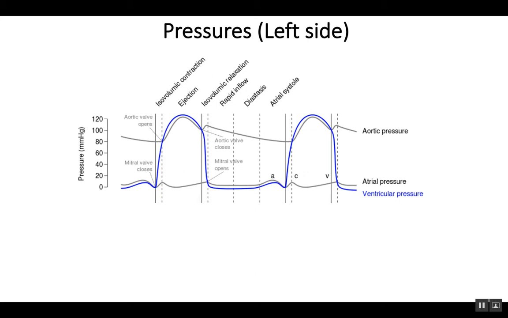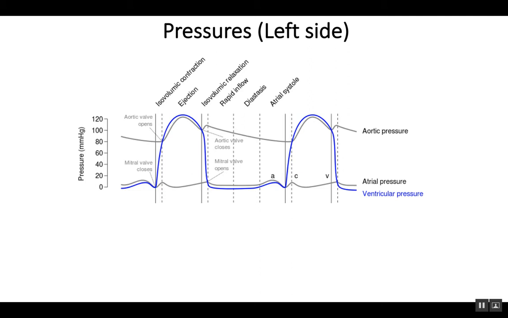This is a graph that represents three places. The ventricle is in blue. That's going to be kind of the most important pressure, is to look at that blue one and compare it relative to the pressure in the atria and the pressure in the aorta. And what I use this graph for is to help us understand valves.